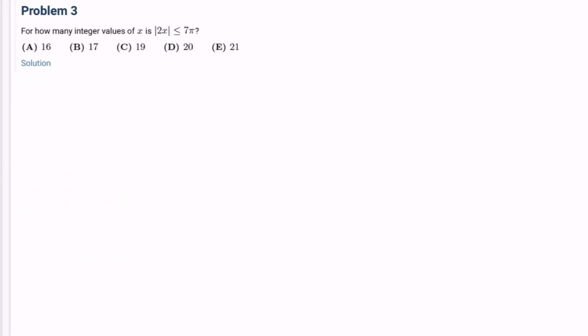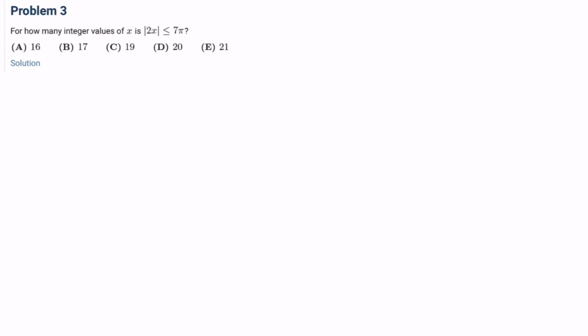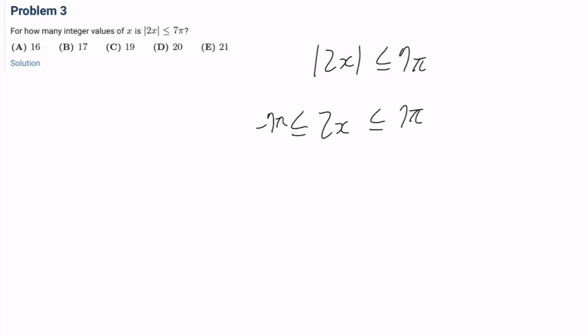It's B. Number 3, for how many integer values of x is the absolute value of 2x less than or equal to 7 pi? Okay, so since the absolute value of 2x is less than or equal to 7 pi, that means 2x itself is between 7 pi and negative 7 pi, and dividing 2 from everything, we see that x is between negative 7 pi over 2 and 7 pi over 2.